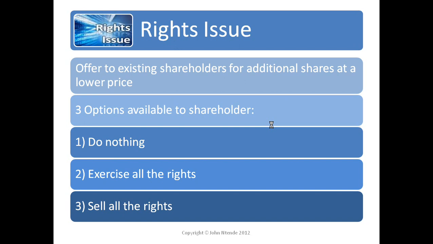So three options available to the shareholder. Do nothing, in which case you lose wealth. Exercise all the rights, in which case you neither gain nor lose wealth. And then sell all the rights, where you still don't make any loss or gain. So we're going to briefly look at those options and the related computations.